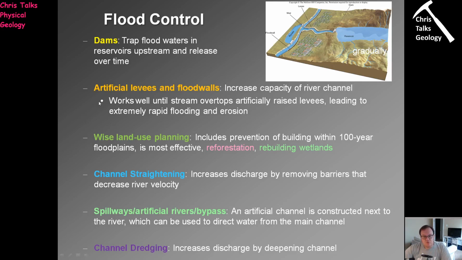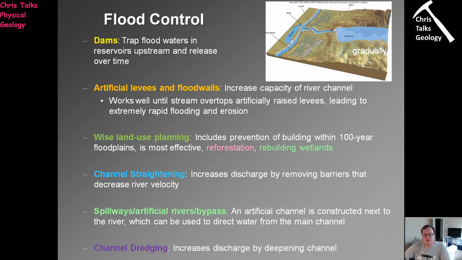Then we have wise land use, which is always an obvious one. Reforest land, rebuild wetlands if you can. Okay? Don't build on the 1 in 100 year floodplain. It's a pretty obvious thing not to do. If you can avoid building on it, don't build on it. If you can avoid cutting down the trees, don't cut down the trees. Don't cover the grassland if you can. If there are wetlands in the area, don't drain them, because wetlands are really effective at slowing down the movement of water down a river.